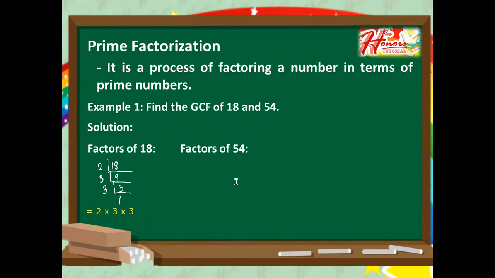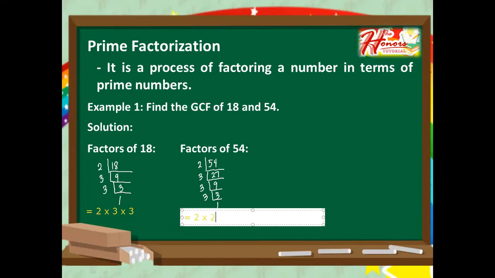Next, factors of 54. For 54, we have here 2. We can use it. 54 divided by 2, that is 27. And then we can use 3 to divide 27. 27 divided by 3, that's 9. And then use 3 to divide 9. 9 divided by 3 is 3. And then use 3 again. So 3 divided by 3 is 1. So therefore, the factors that we have here for 54 are 2 times 3 times 3 times 3.